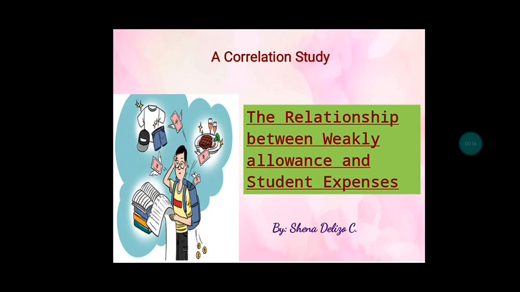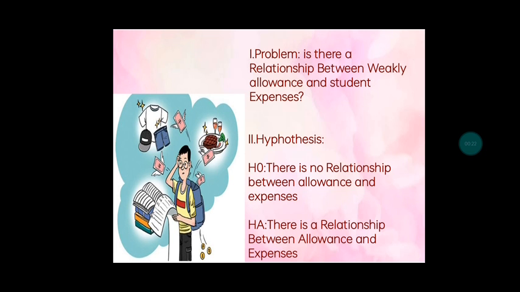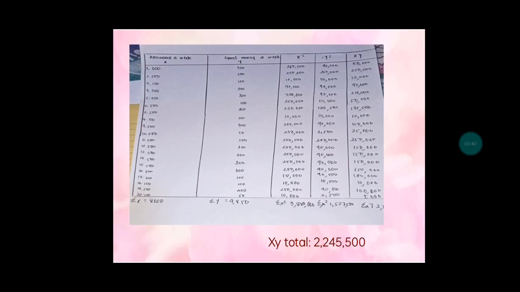So my title is a correlation study on the relationship between weekly allowance and student expenses. First, my problem: is there a relationship between weekly allowance and student expenses? Hypothesis H0: there is no relationship between allowance and expenses. HA: there is a relationship between allowance and expenses.